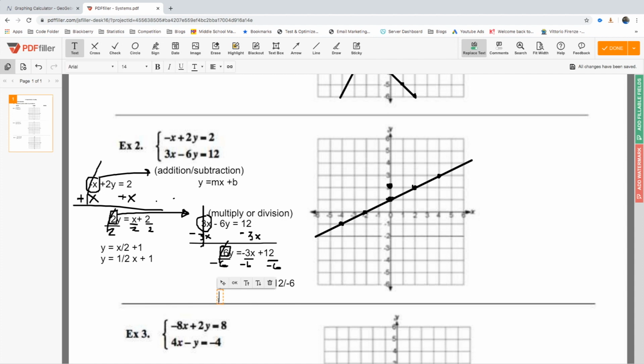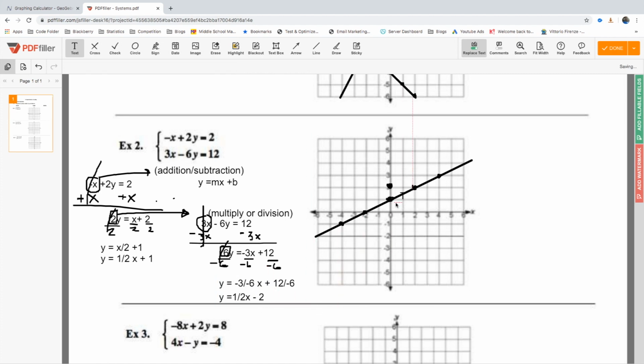So I'm going to rewrite this as y equals negative 3 divided by negative 6. I have two negative signs, so you know that now becomes positive. So that's a positive 1 over 2x. And then I know that 12 divided by a negative 6 is going to give me a negative 2. So let me put a negative 2 here. All right, I think I got everything I need. Let's put a little spacing there so we're good.